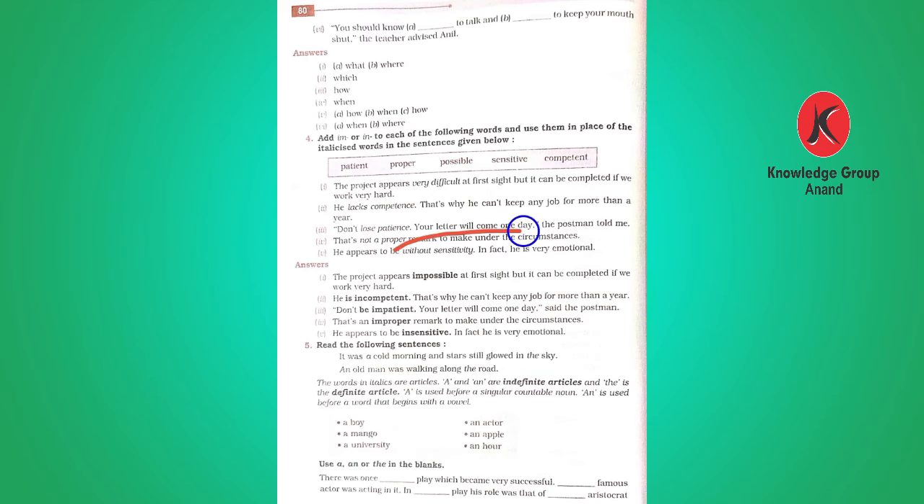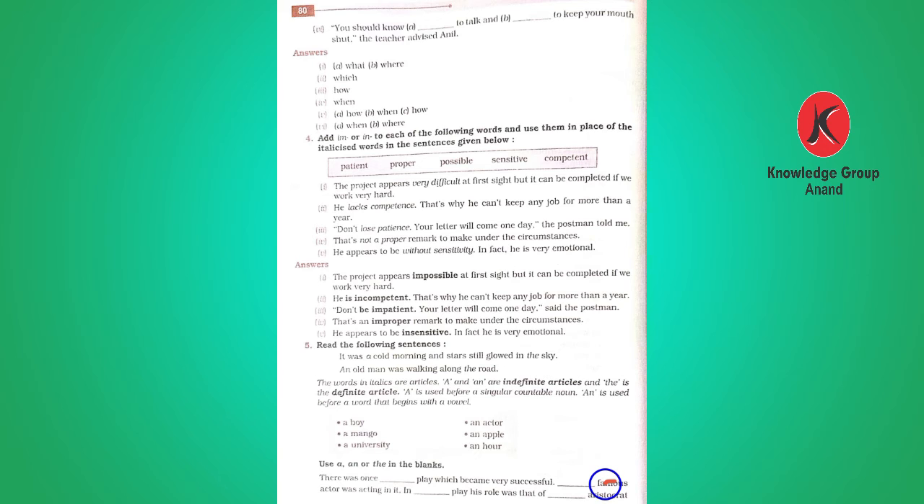Dear students, answers of those sentences are here. Okay, we'll go the first answer. The project appears impossible at first sight, but it can be completed if we work very hard. Number 2, he lacks components. That's why he can't keep any job for more than a year. So he is incompetent. That's why he can't keep any job for more than a year.